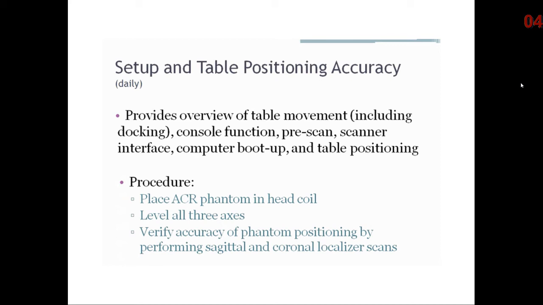Setup and table position accuracy provides an overview of the condition of the MRI system's function. Table movement, console function, pre-scan, and table positioning and accuracy are tested. Ultimately, we want to make sure the scanner is operating safely during patient setup. Any problems noted with the scanner hardware or software, including scanner interface, computer boot up, table movement and table docking, if applicable, and table positioning should be documented.